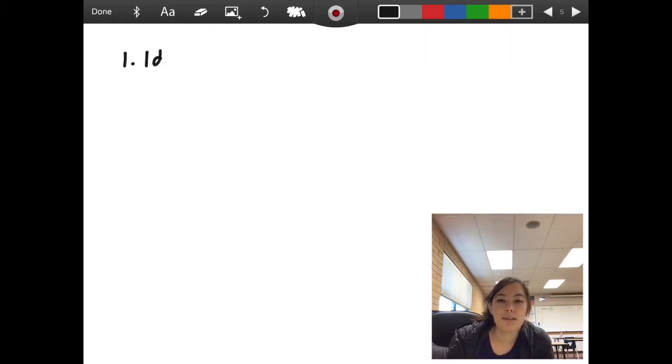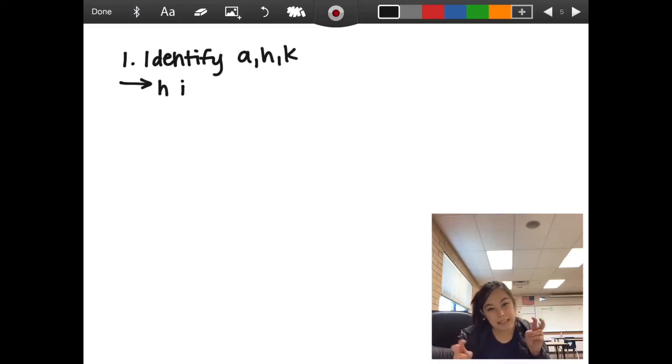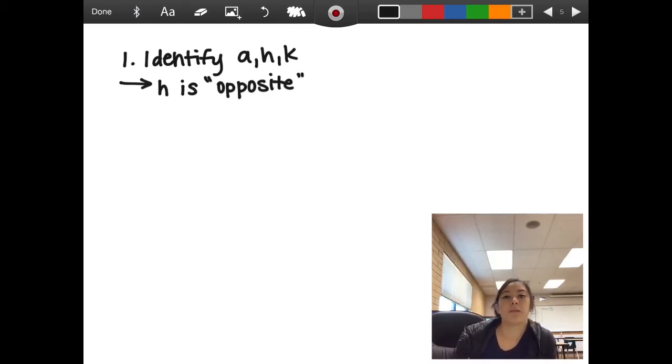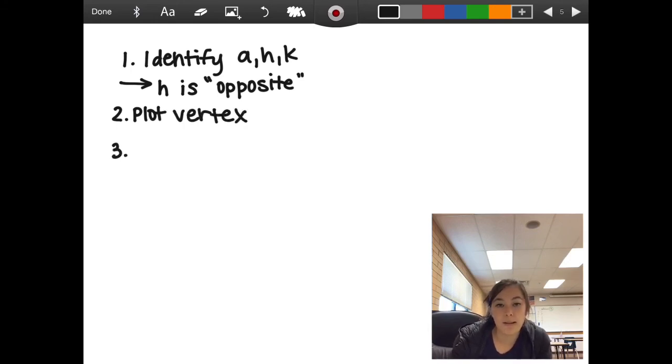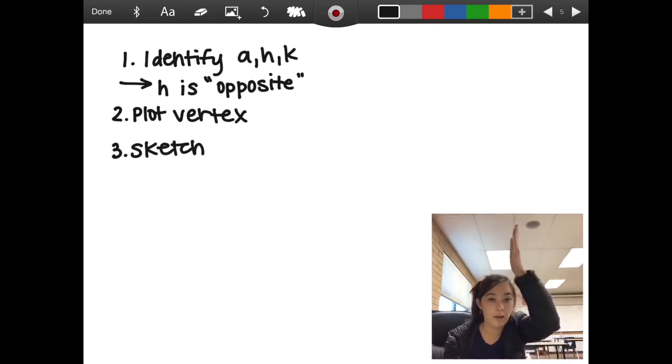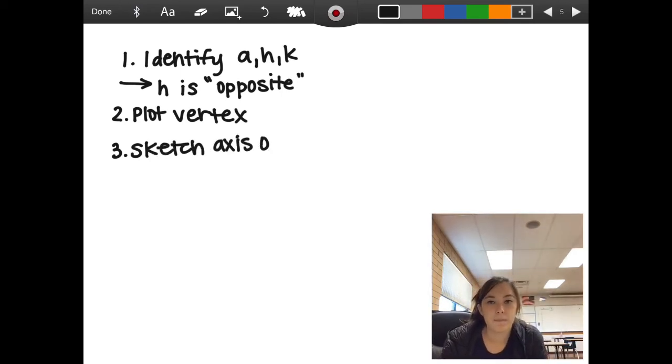All right, so let's go through the steps of how to graph in vertex form. So first, we're just going to identify a, h, and k. Just remember that h is kind of like the opposite, and I say opposite in quotation marks, because it's not really the opposite, but that's one way you might remember it: if it says -2, that means that the vertex is at 2 instead. So then we're going to plot the vertex using h and k, and then we'll sketch the axis of symmetry going through that vertex, because remember the axis of symmetry and the vertex are always coinciding.